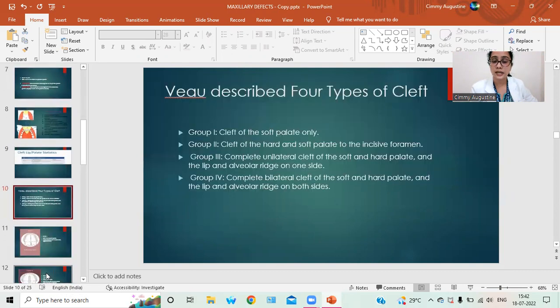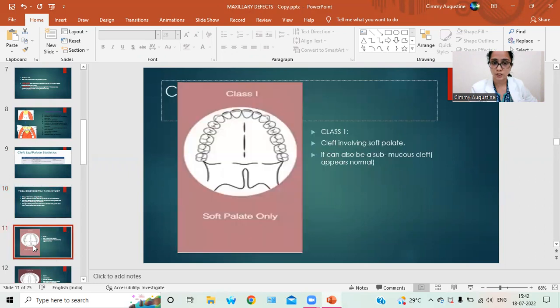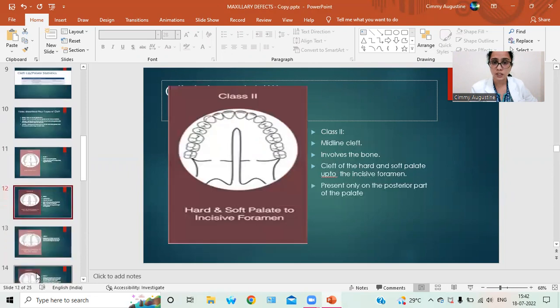Now coming to the classification of cleft palate. There are various classifications of cleft palate. We will be studying the Veau classification. So according to Veau, class 1 is a defect which involves only the soft palate. It can also be a submucous cleft. That means it appears normal, but there is a cleft.